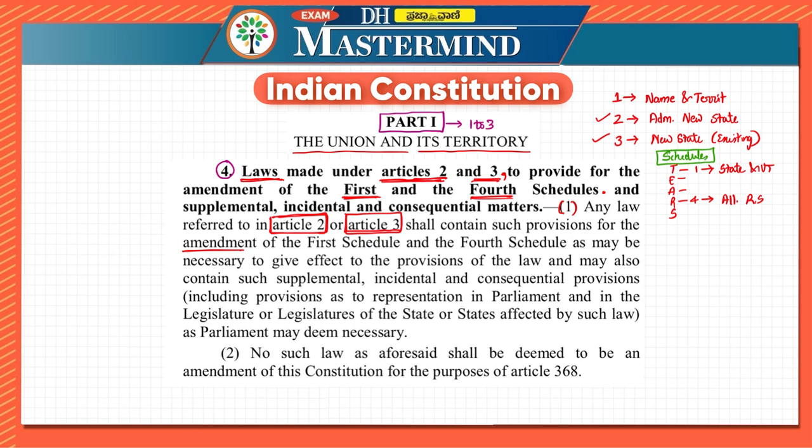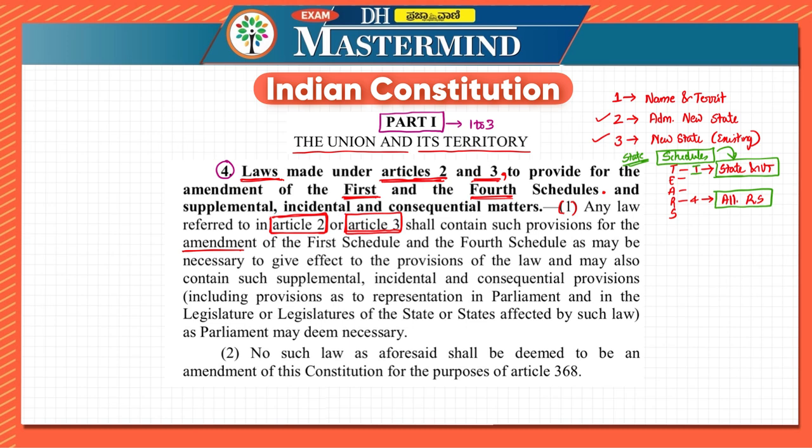In simple words, in the schedules we have seen that the first schedule has the names of all the states and union territories. So if a new state or new territory is formed, it has to be mentioned in the first schedule, correct? Next, the fourth one says the allocation of seats to Rajya Sabha. The fourth schedule is speaking about the allocation of seats to Rajya Sabha.